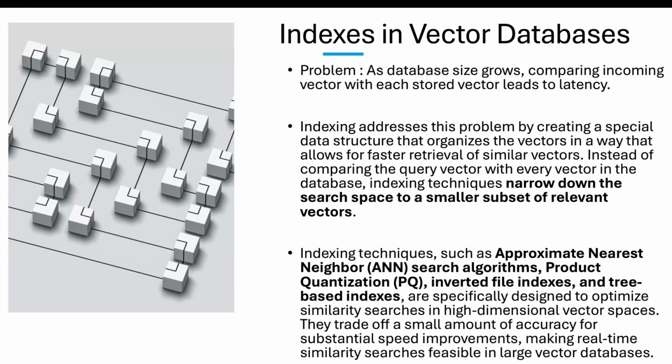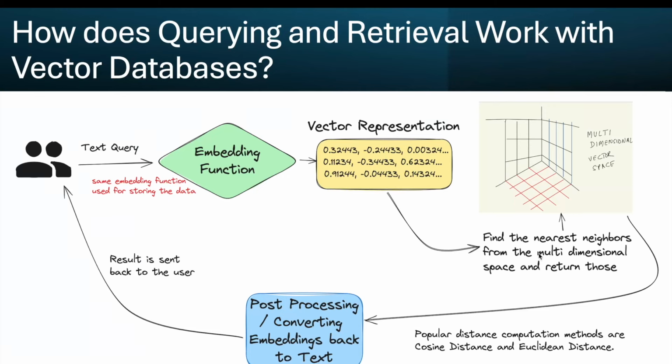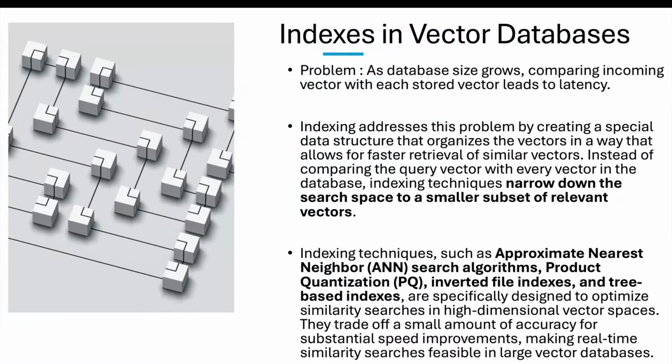Indexing techniques that are very popular are approximate nearest neighbor, product quantization, inverted file indexes, and tree-based indexes. These are specifically designed algorithms which optimize similarity searches. Again, the core here is that you want to find the nearest similar neighbors, right? So you want to optimize that, and there are a few ways. These are basically those algorithms. I'm not getting into some of these algorithms right now, but as part of the description of this video, you will find a link to the blog, where I have tried to explain how product quantization works and how approximate nearest neighbor algorithms work.